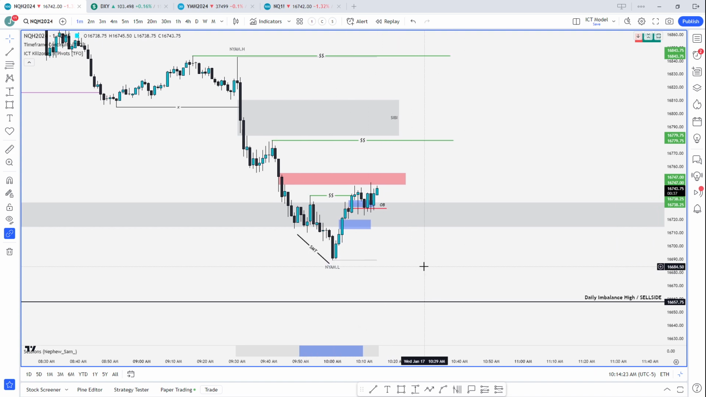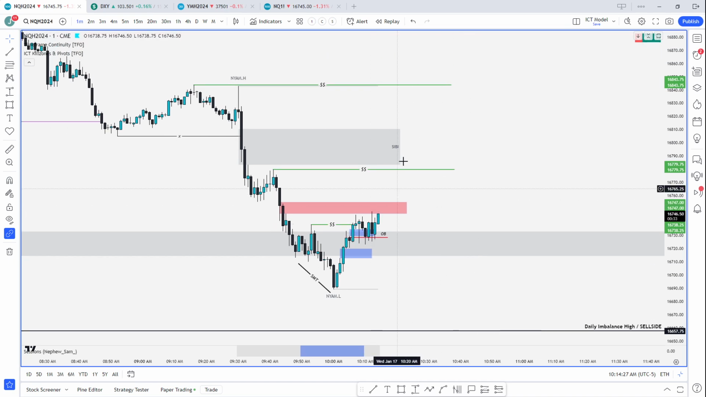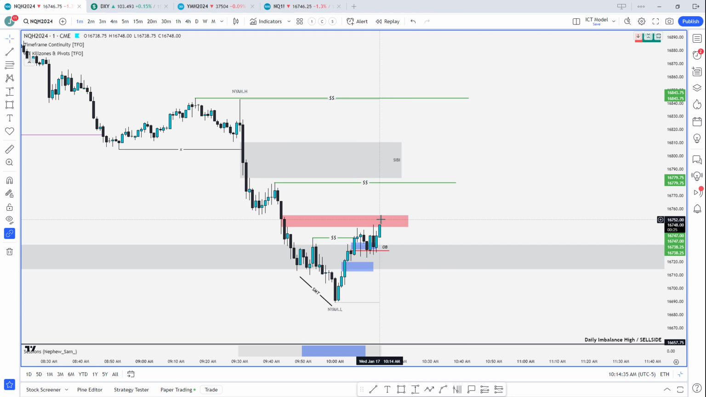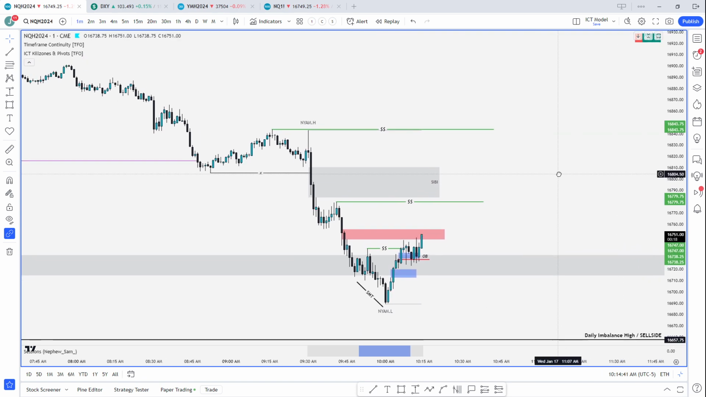I'm most likely not going to be trading 10:30, 10:45 unless we see a very clean market maker sell model or buy model up to this buy side. I'm not really favoring one over the other. Actually, no, I am favoring the sell side to be hit daily imbalance. But that being said, if we trade all the way up and just continue, we'll have to see.